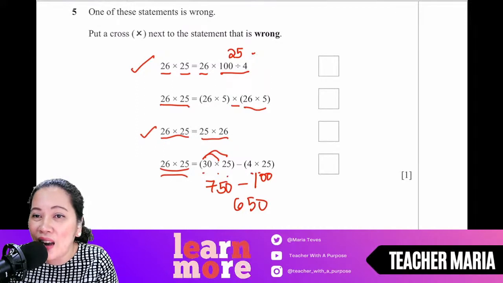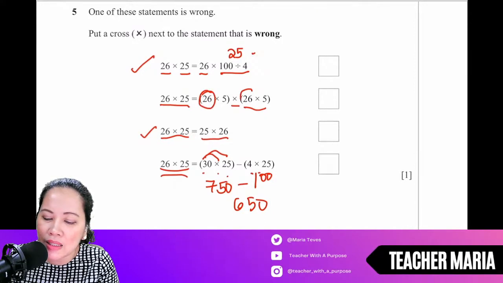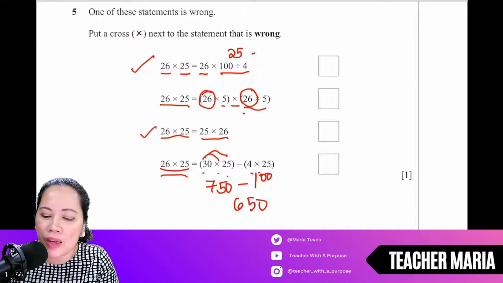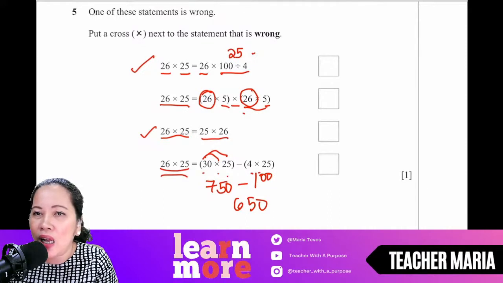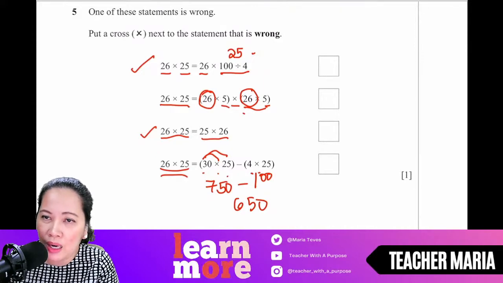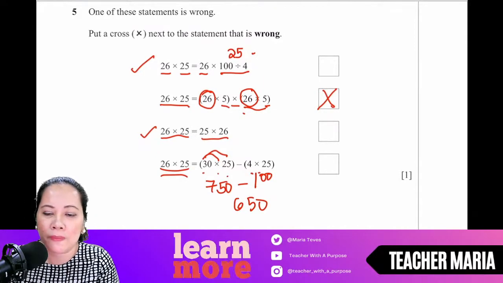Okay, there's a lot of multiplication that is happening here. All right, so 26, there's a double 26. If only this wasn't double, then it should be the same because 5 times 5 is actually 25. However, because there are two 26, that means this is wrong. All right, so the answer here will be the second statement.